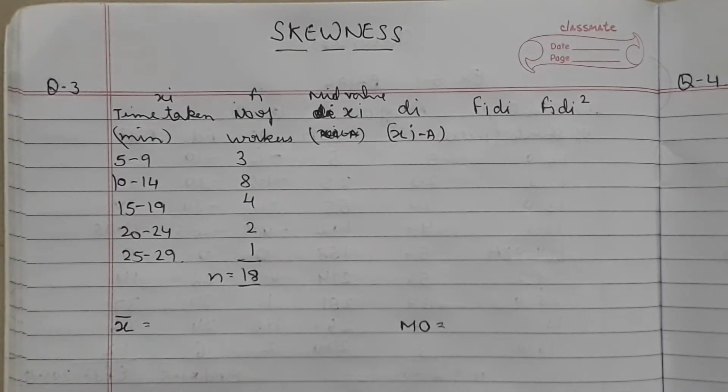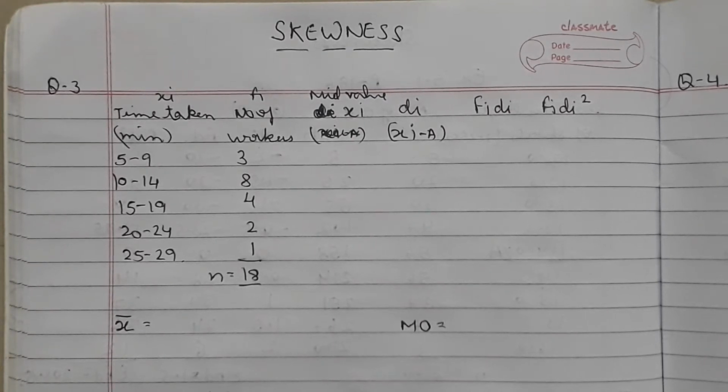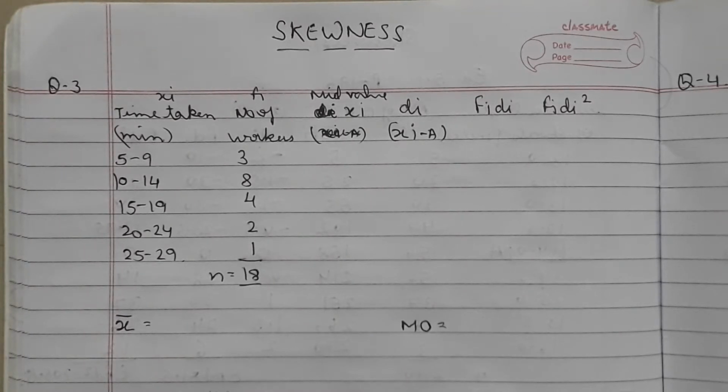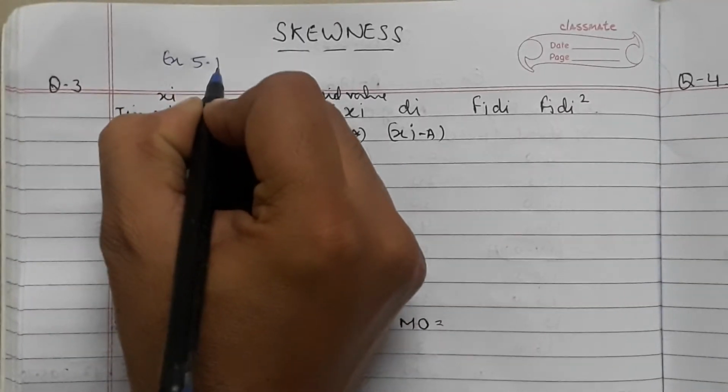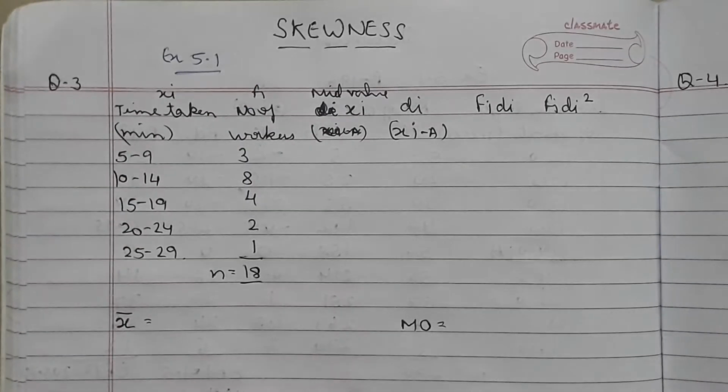Standard 11, subject statistics, chapter 5, skewness. In the last lecture we learned about question number 2. Now we are doing sum number 3, exercise 5.1. Exercise 5.1, question number 3, page number 196 of your textbook. Page may vary according to the old and new book.